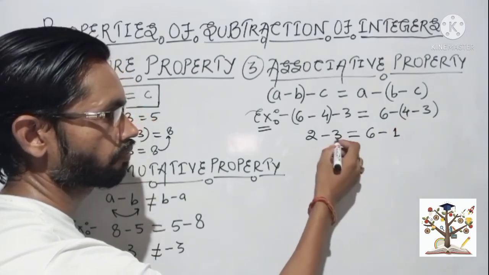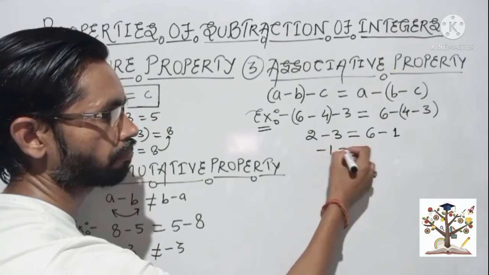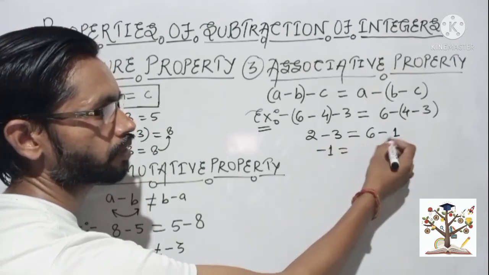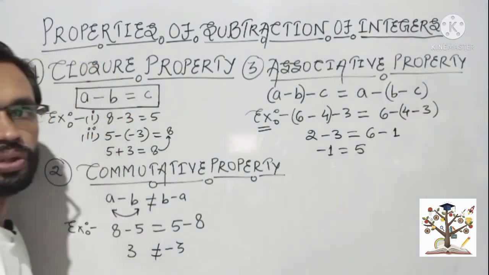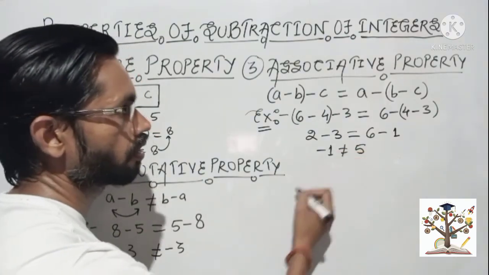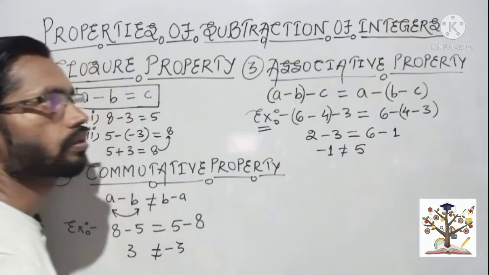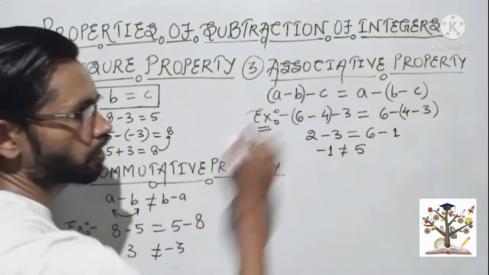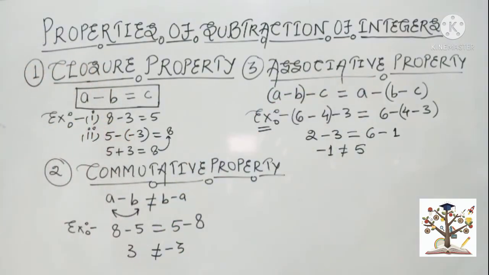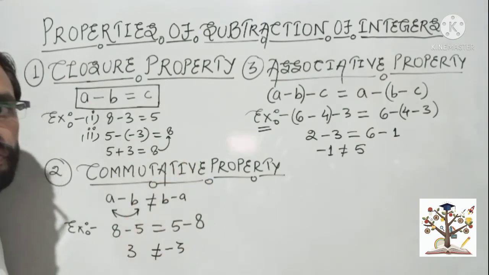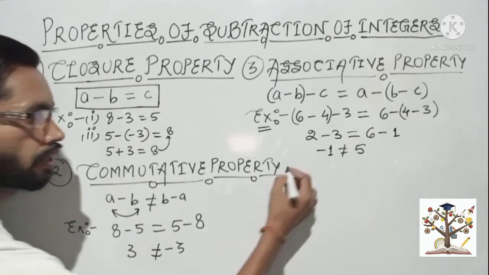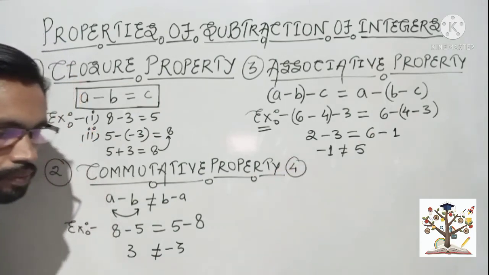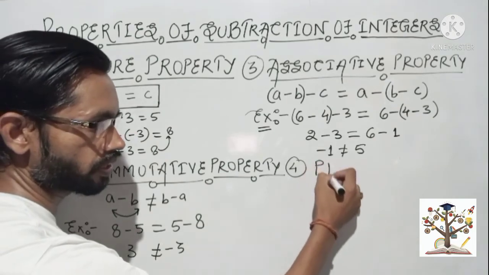Okay. Then from minus 3, 2 will be subtracted. What I'll get? Minus 1. Here 6 minus 1 will be 5. Both are not equal. That means here the associative property does not support subtraction. The commutative property was also not supporting, and the associative property is also not supporting. So we can say that both the properties are not supporting the subtraction of integers. Got it? Coming to the fourth one, that is the second last property, property of 0.